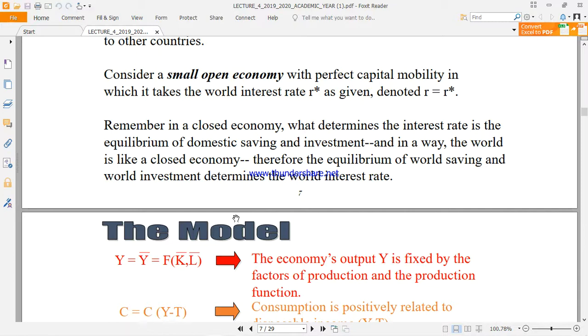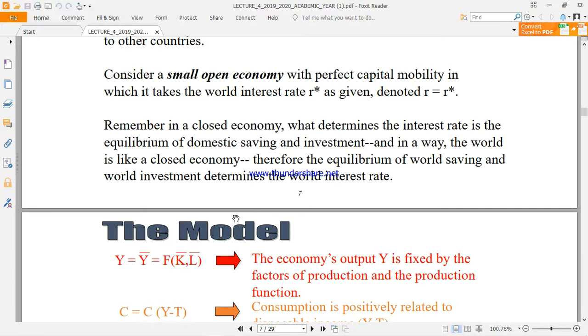So in a closed economy, last time, we said that what determines the rate of interest is the equilibrium of domestic savings and investment. And that same principle applies even when we open the economy, meaning that the equilibrium of world savings and world investment is going to determine the world rate of interest. Now, let's understand this from the first part.